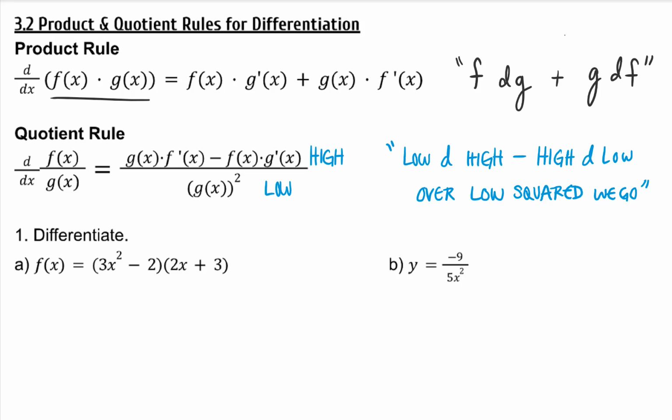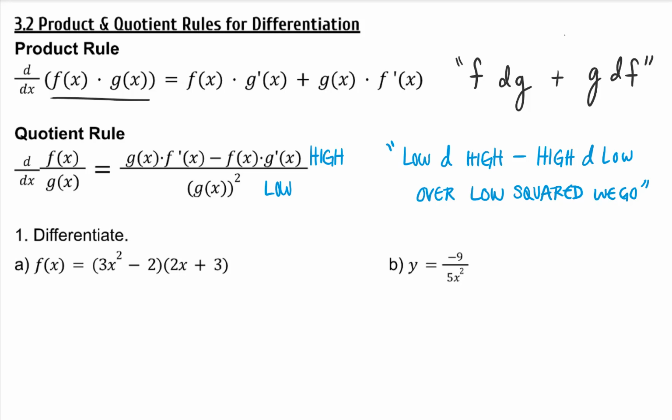And I've got a special little song for that. Low d high minus high d low, over low squared we go, over low squared we go. Low d high minus high d low, over low squared we go, over low squared we go.